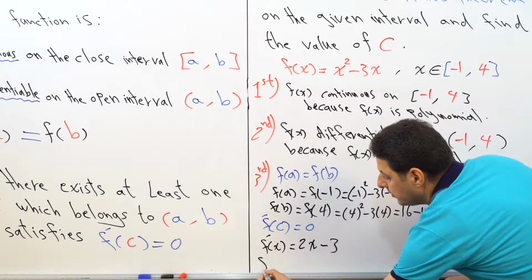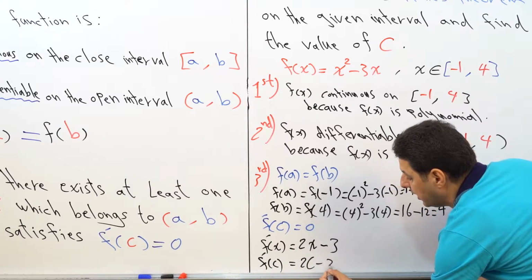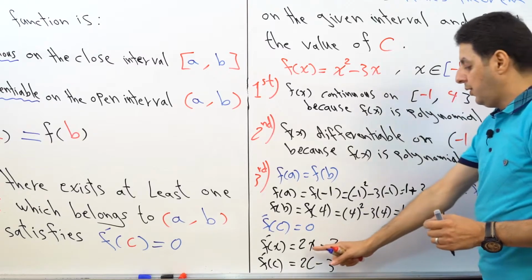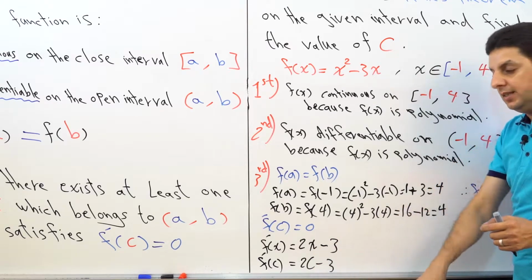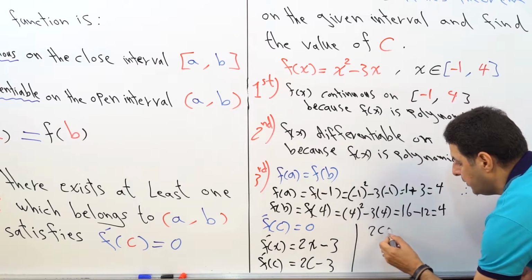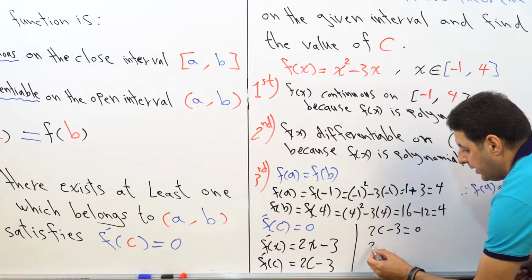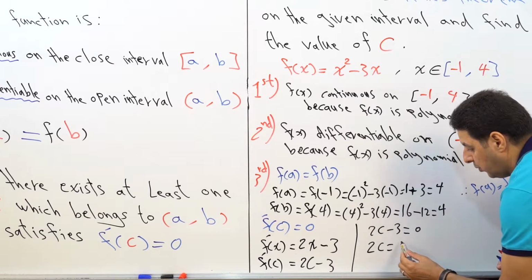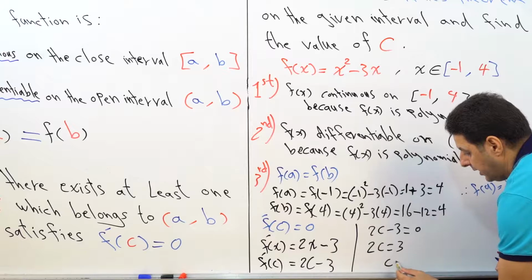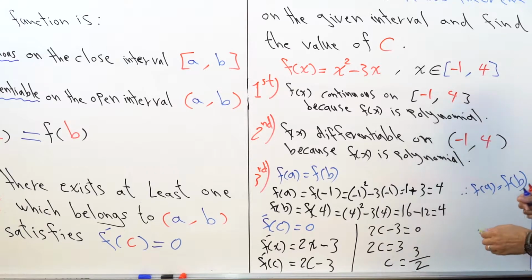Now f prime of c is 2c minus 3; we substitute c for every x. Then 2c minus 3 equals 0, then 2c equals 3, then c equals 3 over 2.